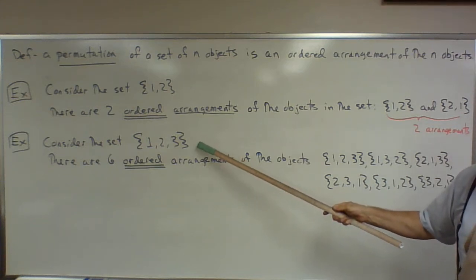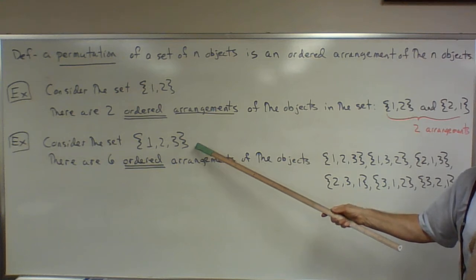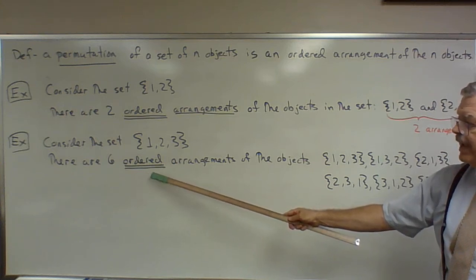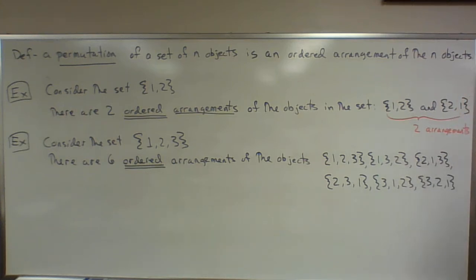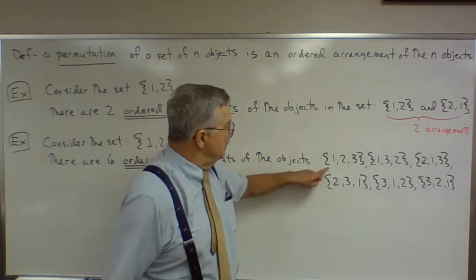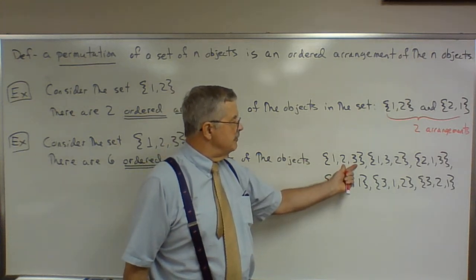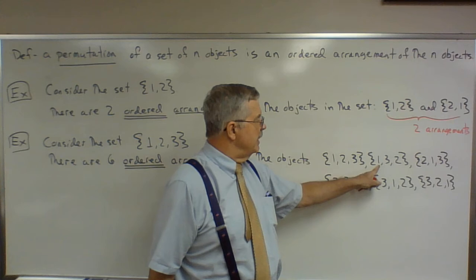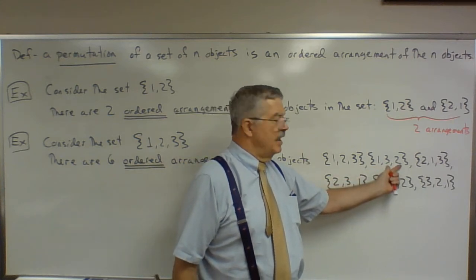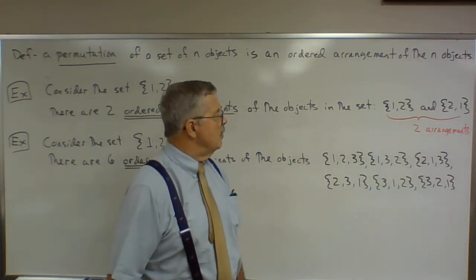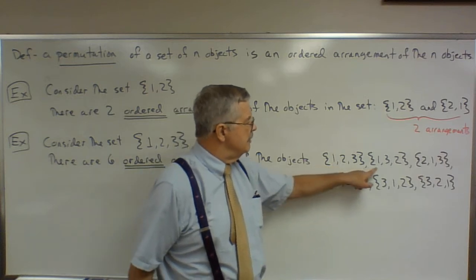Now let's consider the set of elements 1, 2, 3. Three distinct elements. It turns out that there are 6 ways of ordering these. There are 6 ordered arrangements of the three objects. We can have 1 as the first element, and then the other 2 elements we can list as 2 and 3, or we can have 1 as the first element and list the other 2 elements as 3 and 2. Those are the only 2 ordered arrangements in which 1 is the first element.